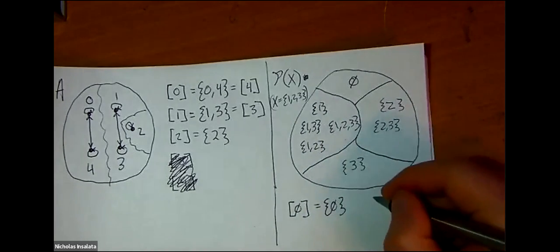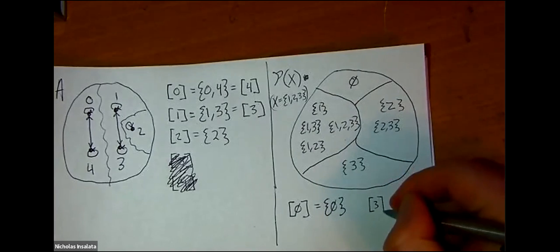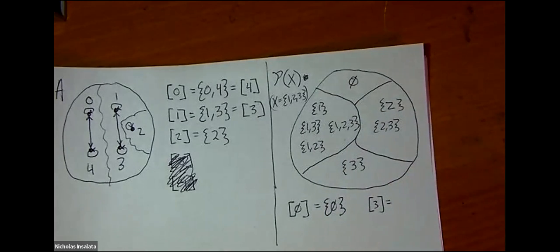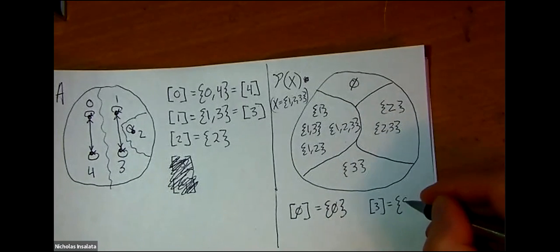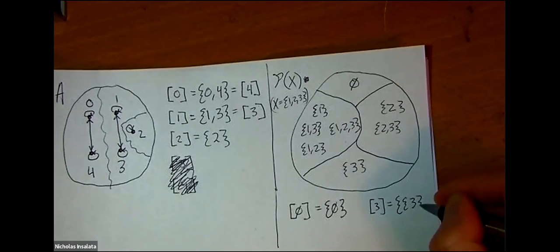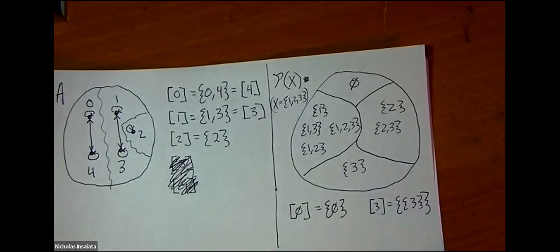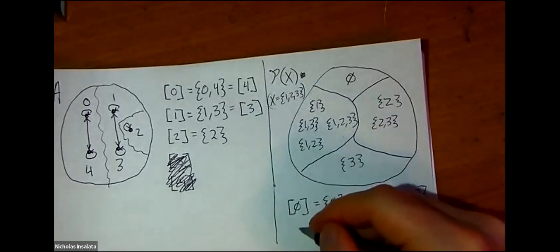Okay, how about the equivalence class of 3? This one's a little tricky. Got to get the notation right. Very good. The set of 3. Awesome. Okay. How about the equivalence class of 2?